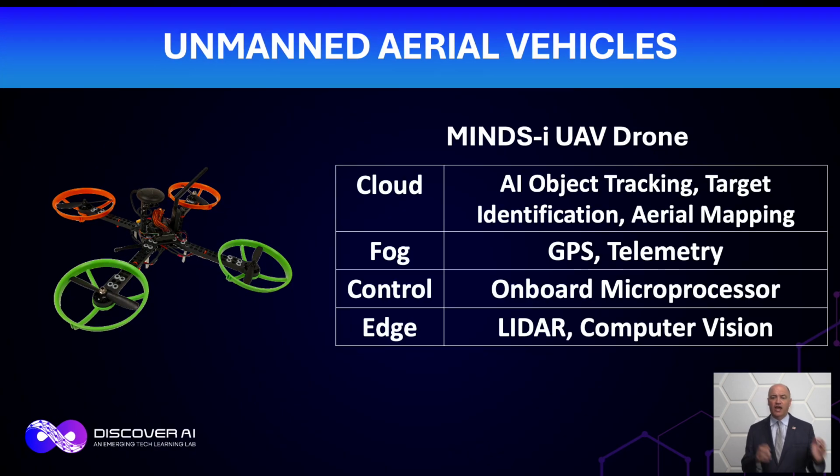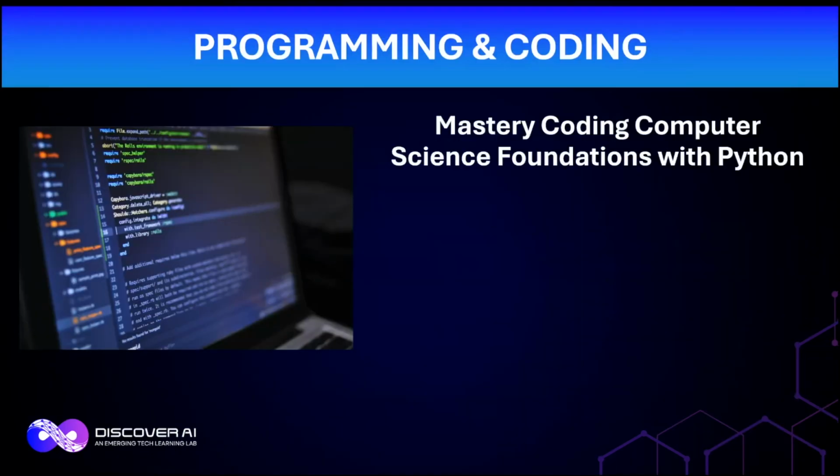cloud technologies, from LiDAR and computer vision systems out on the edge to an onboard microprocessor. There again, GPS and telemetry. And in this case, we can do AI backed object tracking, target identification, aerial mapping, using the edge to cloud continuum, using artificial intelligence, an entire quarter of learning that technology in a high school.